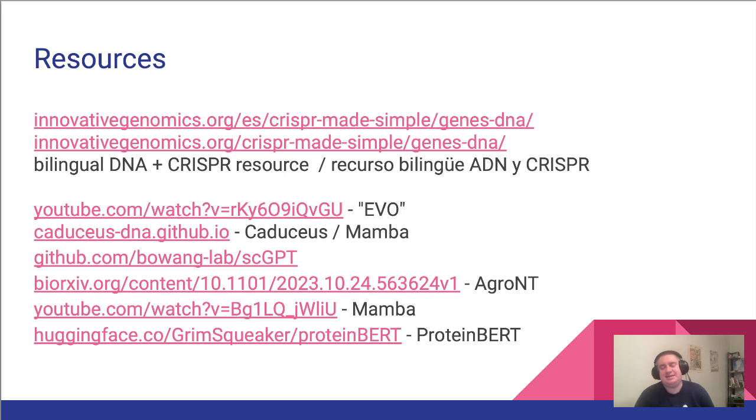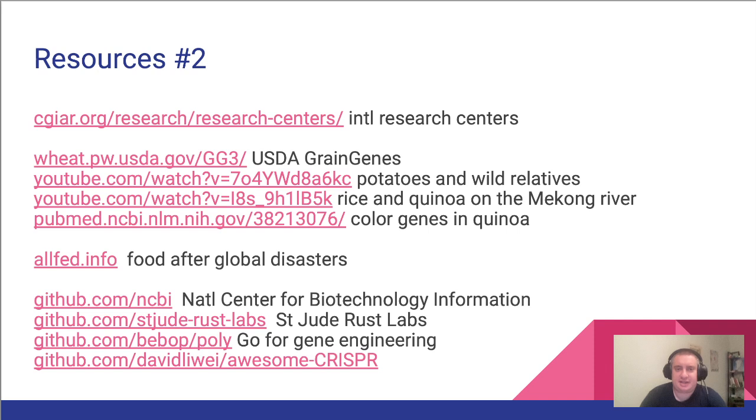Then I have resource pages. These aren't just like, oh, I wanted to cite something. This is a bilingual CRISPR page, different pages and videos about the biological language models that I mentioned earlier. International research centers, the video about growing quinoa in the Mekong, other research papers. ALLFED is more of an effective altruism thing, but they look at food after global disasters, what kind of foods might we be able to grow and recover. And then there are some GitHub links here for bioinformatics and CRISPR technology stuff.